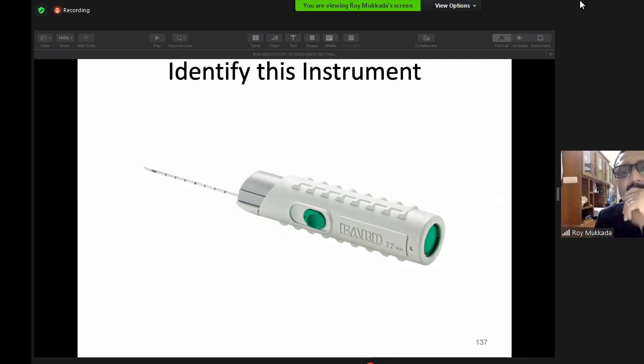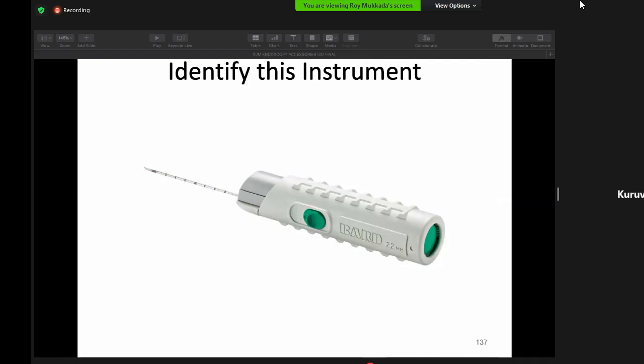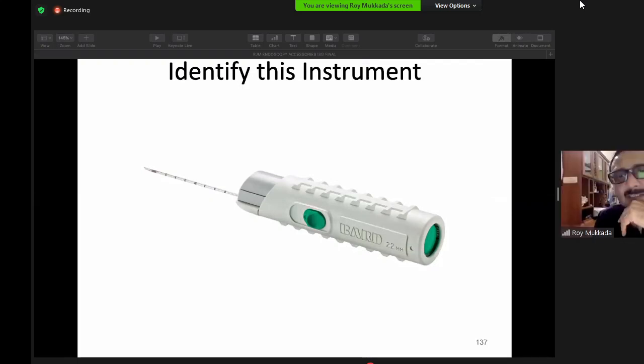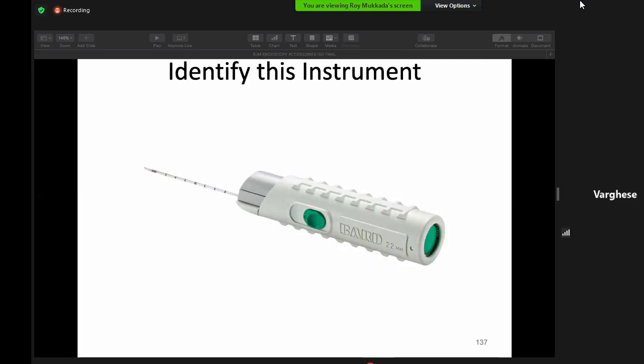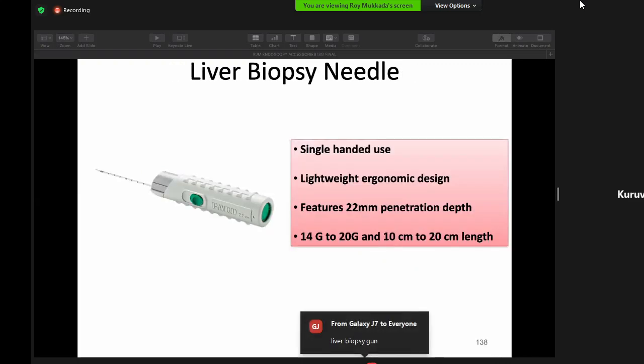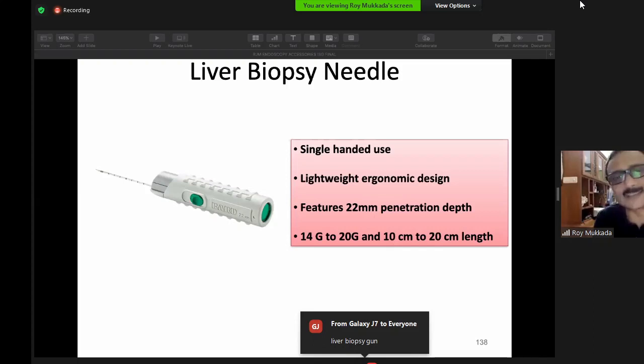Can you identify this instrument? Sir, that is for EUS guided biopsy. Look at what the name is on the handle. Sorry, sir. Now it's a liver biopsy. Okay, this is one thing you cannot make a mistake on. Examiners will get angry. So what is the name of this? This is a liver biopsy gun. Liver biopsy guns. Yeah. Okay.